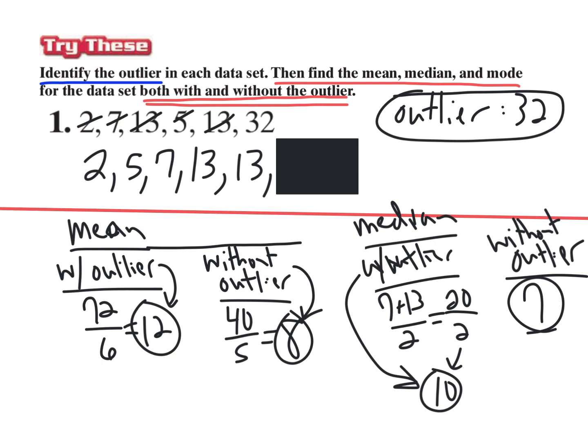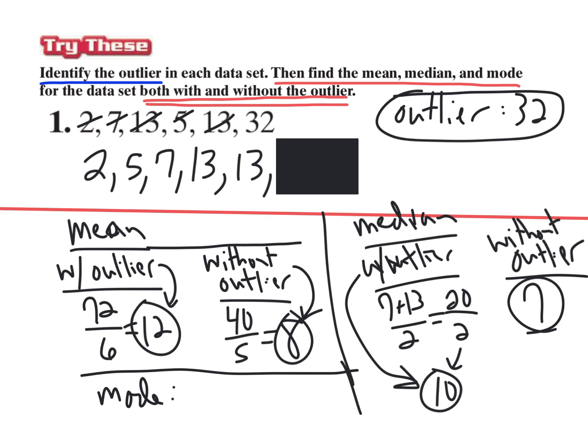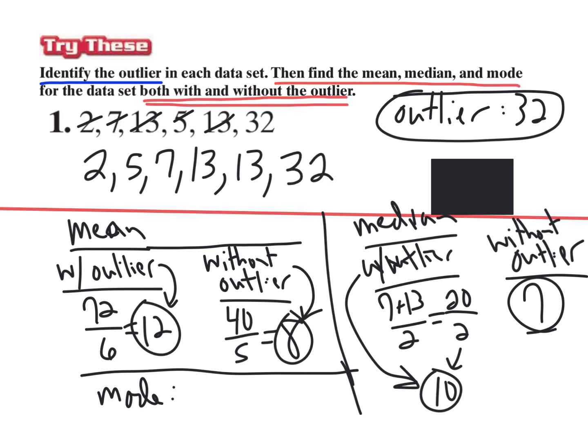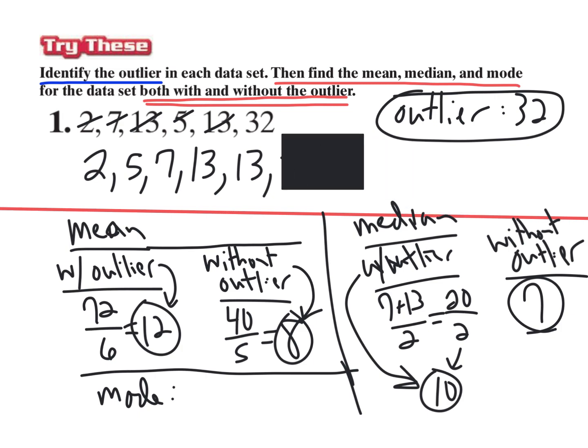And then the mode. Now for the mode, if it happens to be the same either way, you can just write the number and then just say either way or something like that. So the mode. So with the outlier, our mode is 13. 13 happened more than the other numbers. We take the outlier out, then the mode is still 13. So the mode is going to be 13. We could say 13 either way.